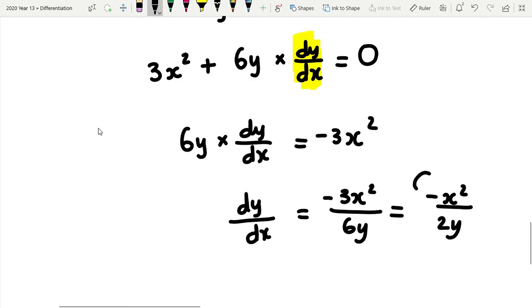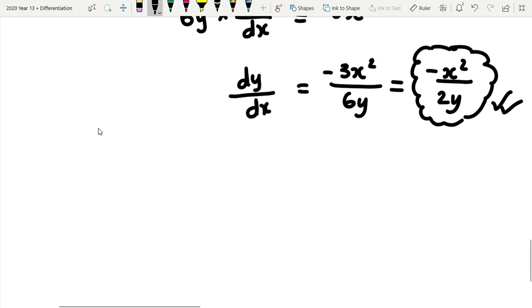And this is my final answer to dy over dx. The similarity and the differences you can see from here is that dy over dx is not just a function in terms of x. It's a function depending on x and y. That is why we call that implicit differentiation for a reason.